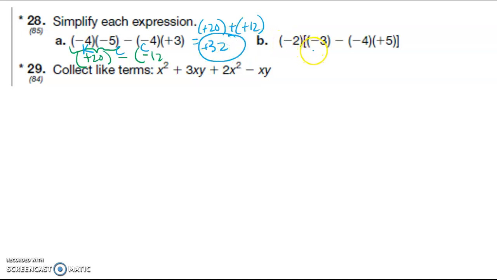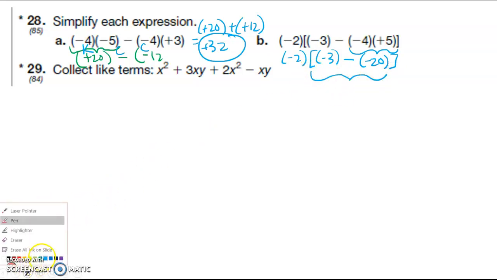All right, here I have to do my symbols of inclusion first. So I have negative 2. I'm just going to leave that out there, and I'm going to leave this here. Minus negative 4 plus 5 is a negative 20. Now I have to do this part. Okay. So my negative 2 is still out there. We don't want to forget about it. This is going to be a keep change situation because of the subtraction.